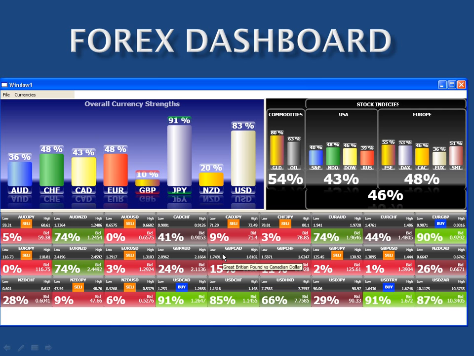You can also just use it as a market watch to show you where the market is at any given point in time, thereby giving you an overall view of the markets. Okay, this concludes the presentation.